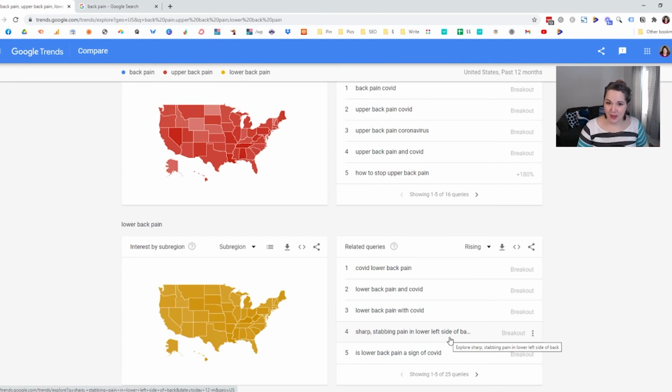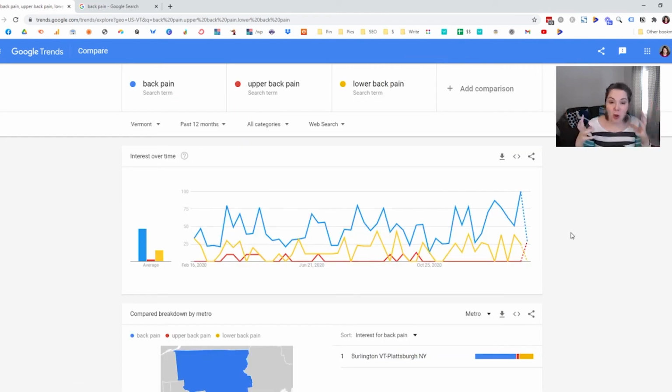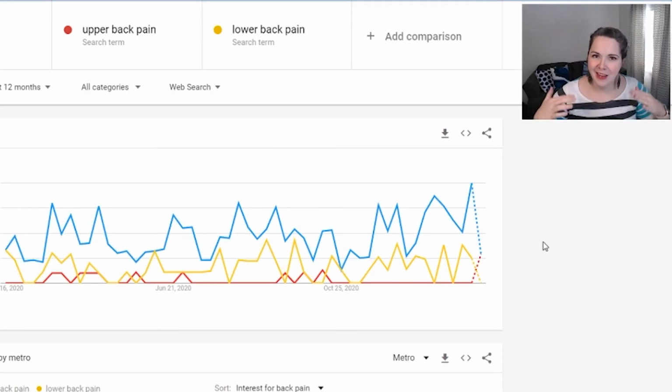And if you're looking locally, let's say that you are in Vermont. So now we're looking only at the traffic that's in the state of Vermont. And you can see that there's a lot of back pain and a lot of lower back pain, but very little upper back pain. So if you're talking to people in that specific geographic area, don't bother writing about upper back pain, just focus on your lumbar spine. And I have no idea why there's more lower back pain in Vermont. I hope that if you are a chiropractor in Vermont who's looking at this data, please write back and let me know.